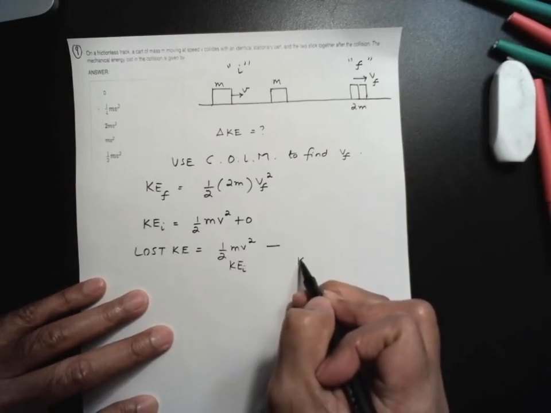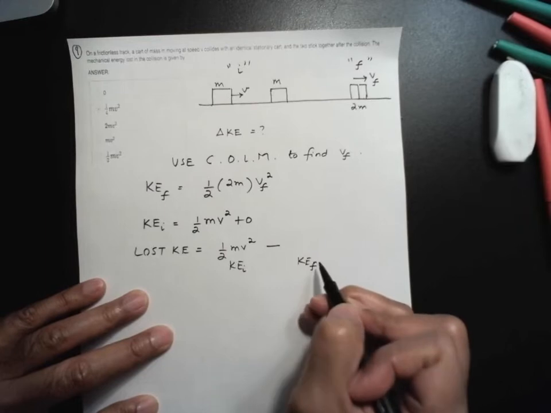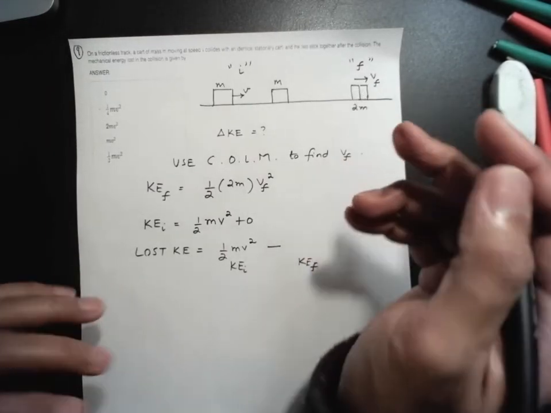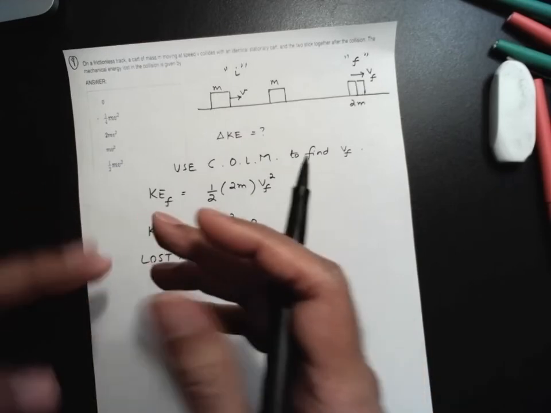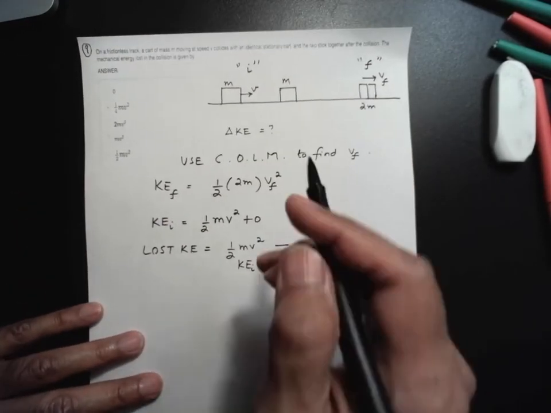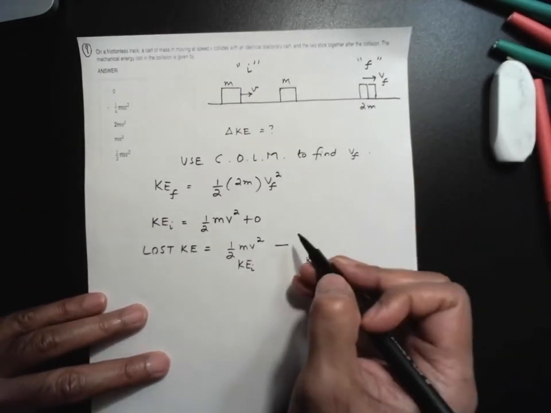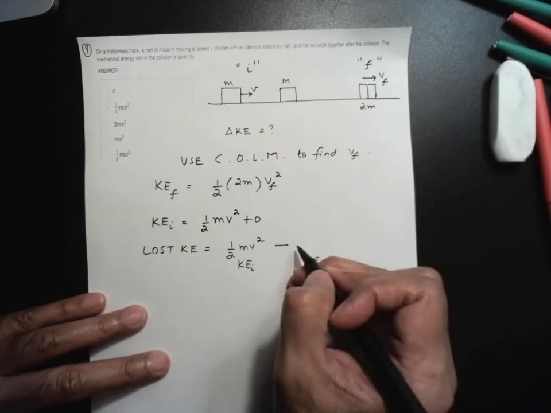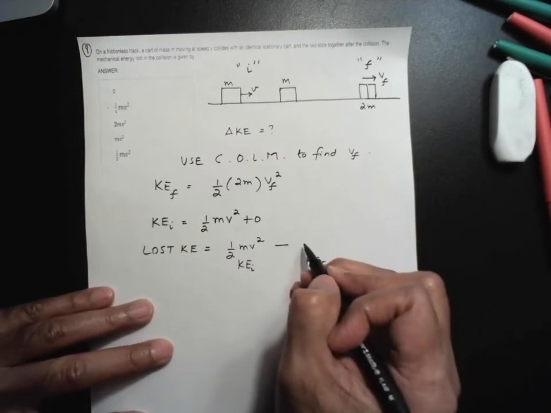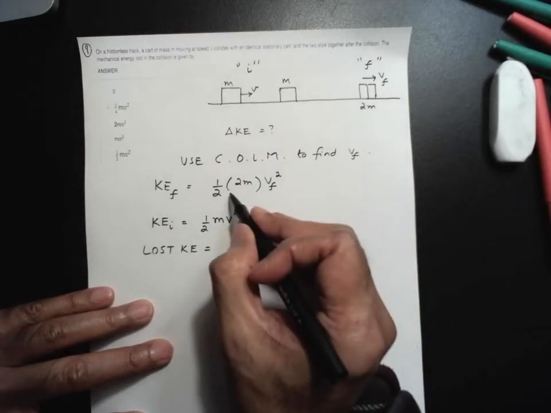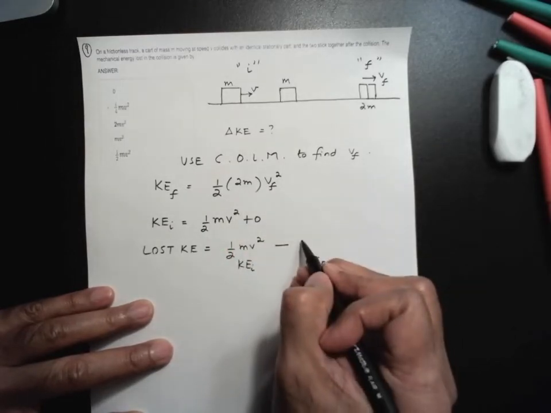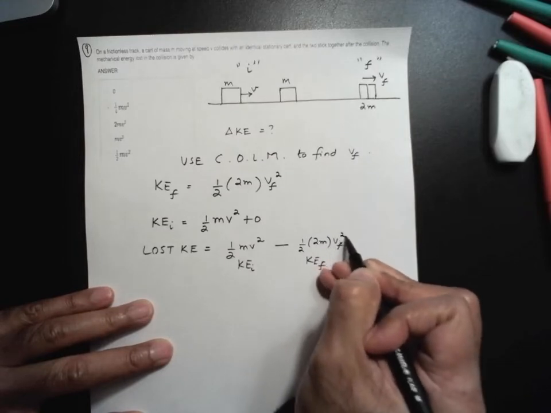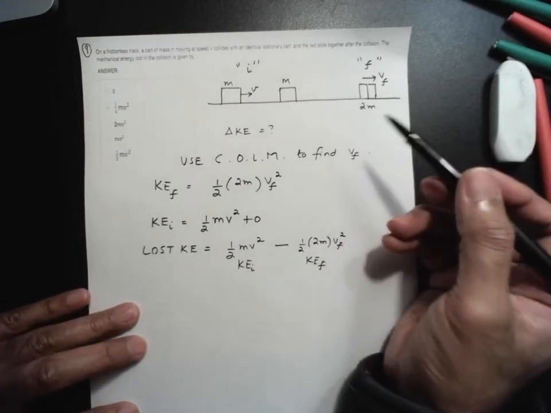minus the KE final. And where did it go? It just went into some deformation. When things stick, they have to deform in order to stick. So the initial kinetic energy was larger, and the final is smaller. So you get 1/2 2m v final squared. We just need to find out what v final is.